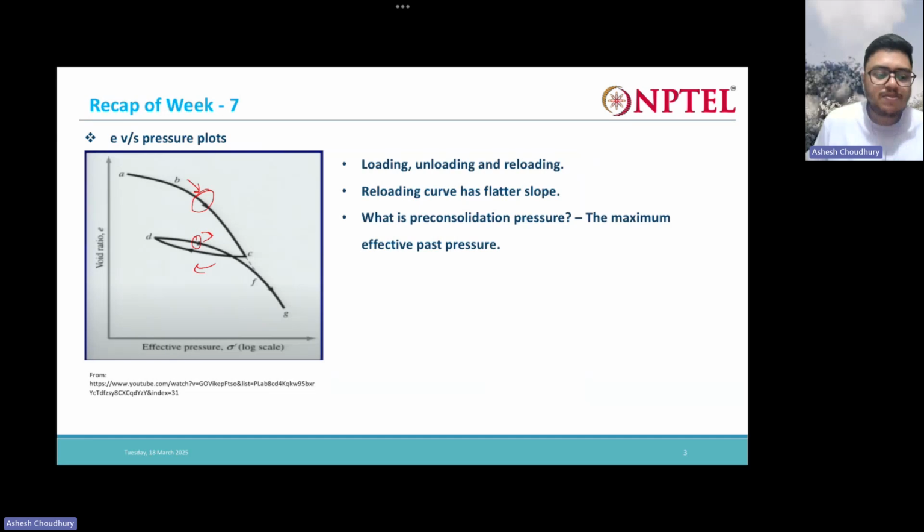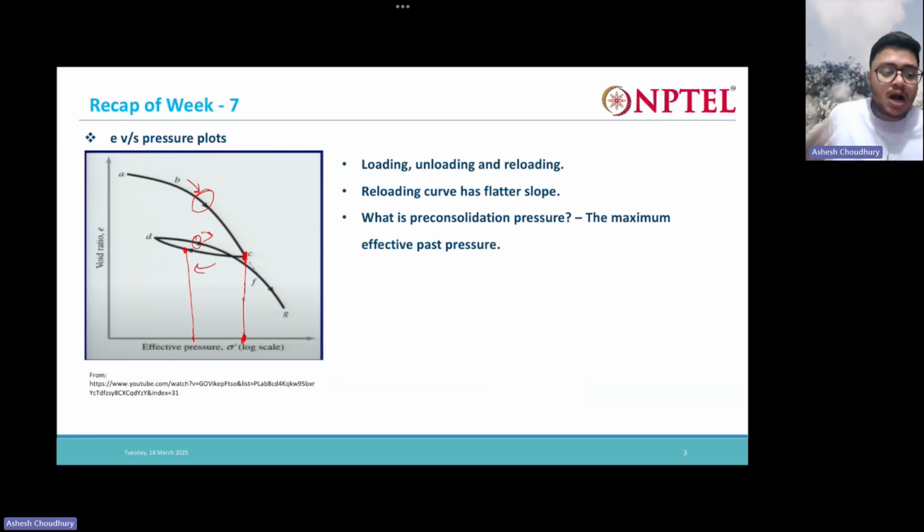Now, what is the pre-consolidation pressure? The pre-consolidation pressure is the maximum effective past pressure. Say you have loaded up to this point and then started unloading and reloading. For a soil at this state, this is the maximum past pressure that it has undergone. So the pre-consolidation pressure will be nothing but this.